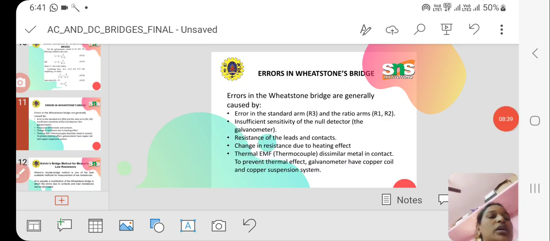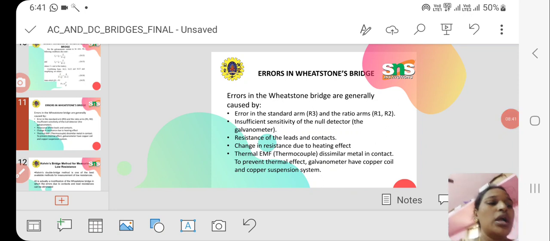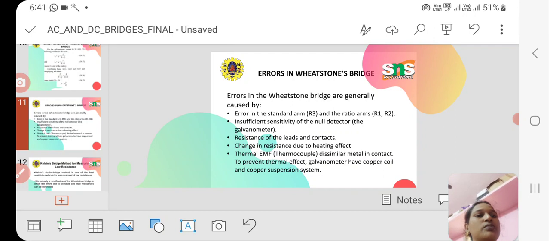So with this we come to the end of this video. Whatever we discussed now is the measurement of medium resistance using a Wheatstone bridge. We have discussed the limitations of the Wheatstone bridge as well. To overcome these limitations, we go to Kelvin's bridge to measure low resistance, which we will discuss in the next video. Thank you.